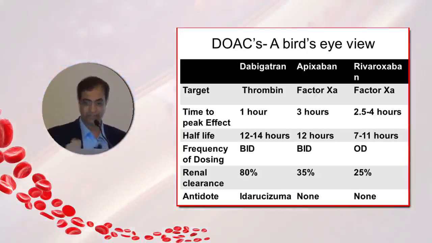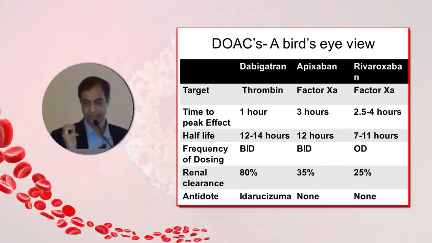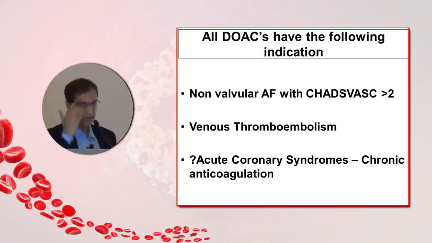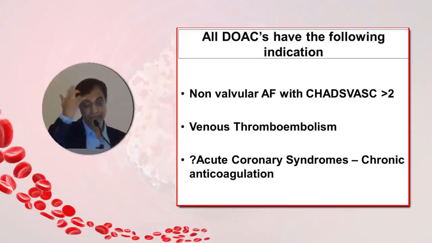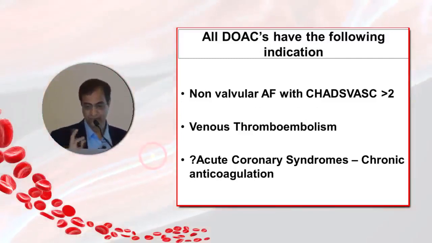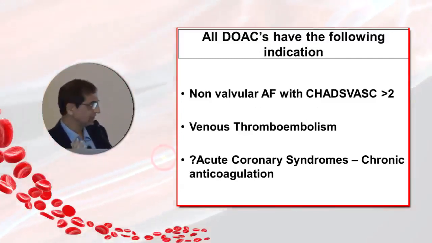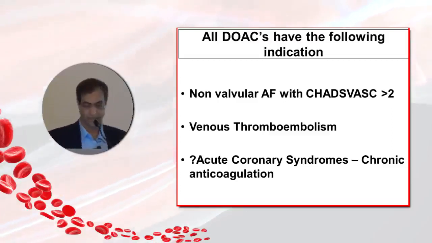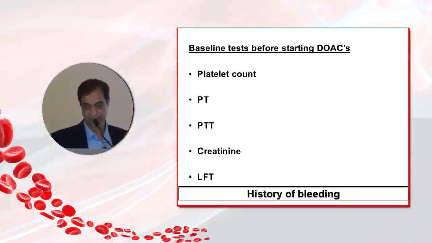All DOACs have the following indications: non-valvular atrial fibrillation with CHA2DS2-VASc greater than 2, which is all non-valvular AF who come to a neurologist, probably to you as well. Venous thromboembolism is the other indication. And acute coronary syndromes, I think there is a question mark on that for chronic anticoagulation, which I think is again where Amit will probably be able to enlighten us.